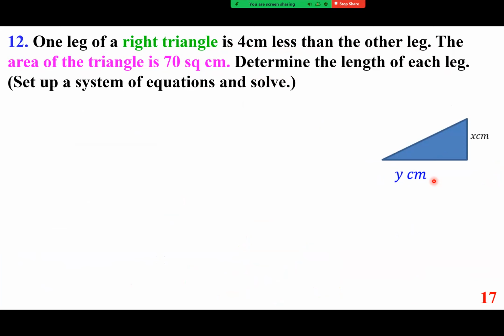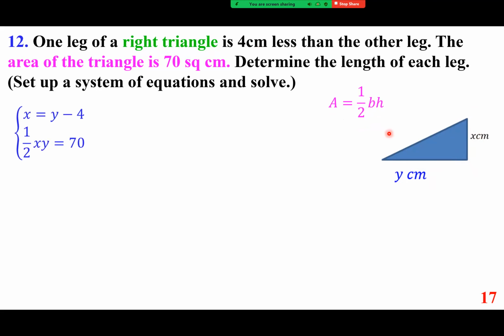And we know the area is 1/2 base times the height. Because it's a right triangle, the two legs, one of them is the height, one of them is the base, because it makes a 90-degree angle. So one side is 4 centimeters less than the other. So X seems to be smaller in this. So X is Y minus 4. And then half of X times Y is 70.